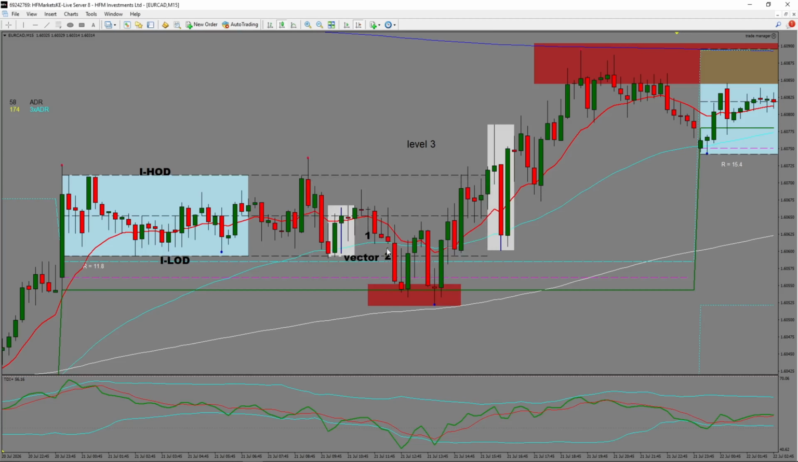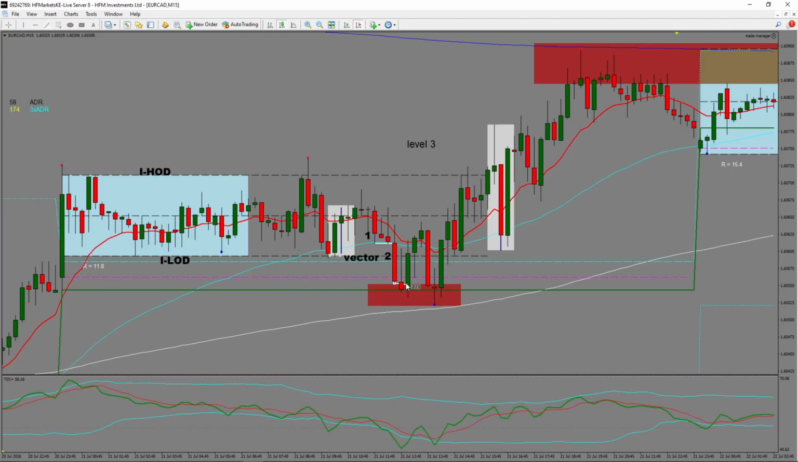So okay, let me put some lines for easy identification. So this is what I'm saying. Okay, so this was my first vector. These two never broke, so this is the one that actually broke. So that was my second vector, and this was the last point it hit. The candle that broke it was this inverted hammer right there.